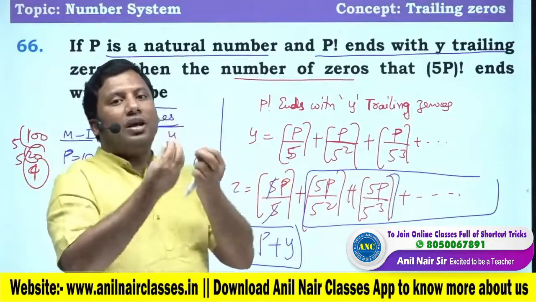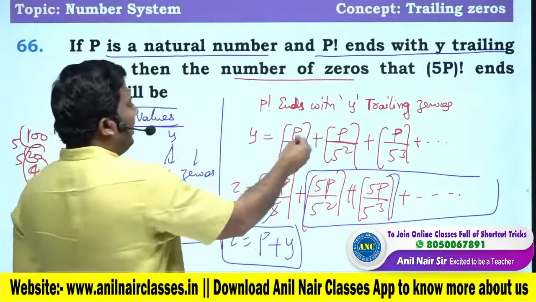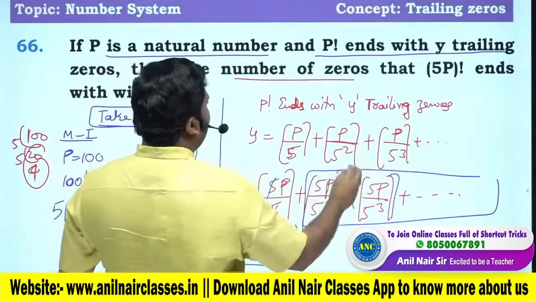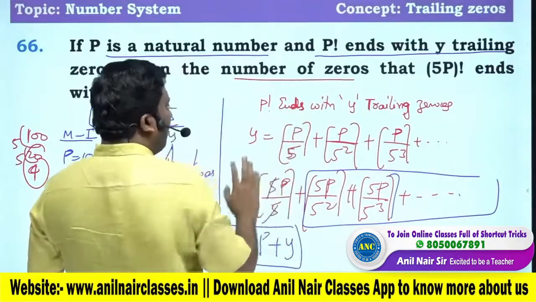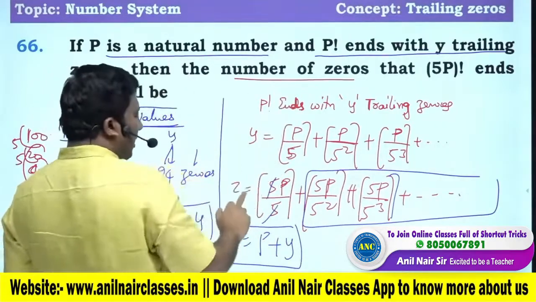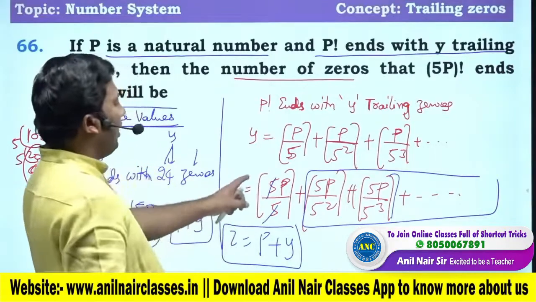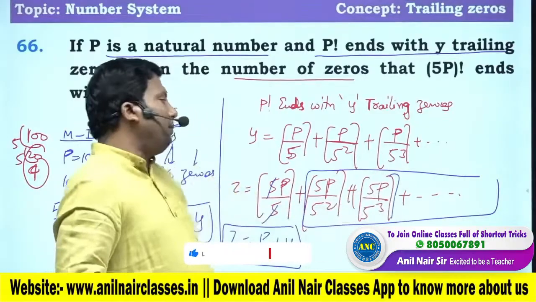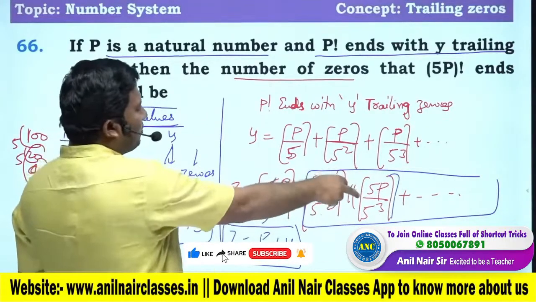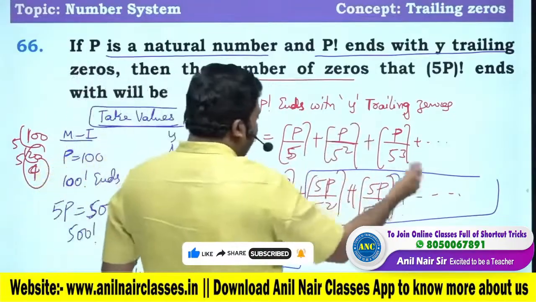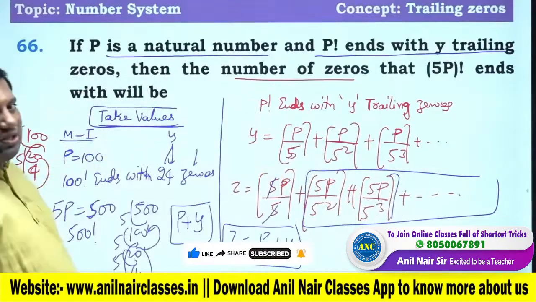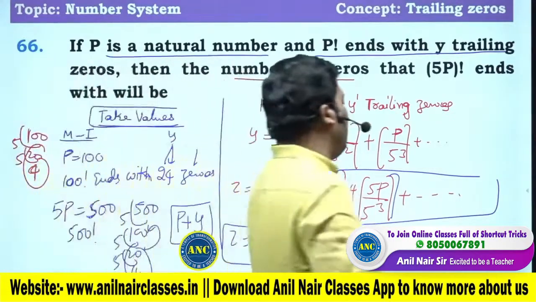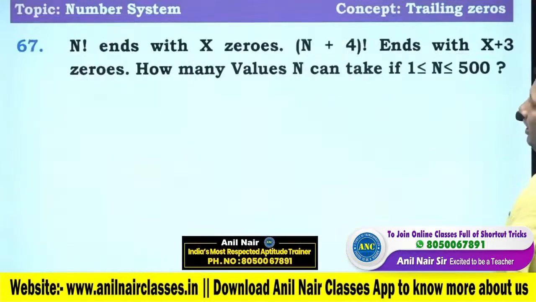How to find out the number of trailing zeros? Divide it successively by 5, so P by 5, P by 5 square, P by 5 cube. What if it becomes 5P by 5? How will the number of zeros be solved? Z equivalent to 5P by 5, 5P by 5 square, 5P by 5 cube: P plus P by 5 plus P by 5 square. This entire expression, call it y. So the answer is Z equivalent to P plus y. Either you can take values or you can use this method. I hope the idea is clear.